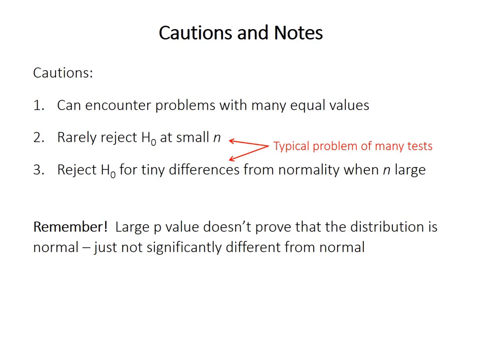Also, make sure to remember that a large p-value greater than 0.05 only means that you are unable to reject the null hypothesis. It doesn't prove that the distribution is normal. In fact, technically with this type of statistical testing, you can never prove that you have a normal distribution, just that it's not significantly different from normal.